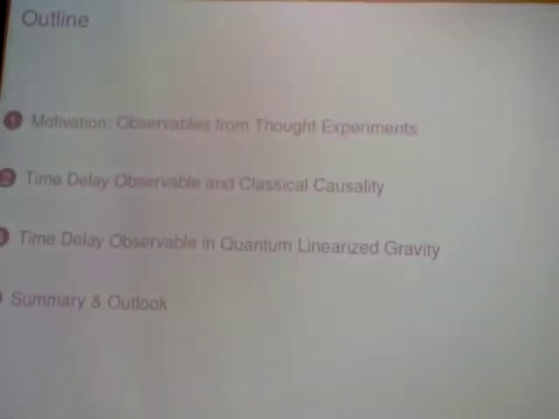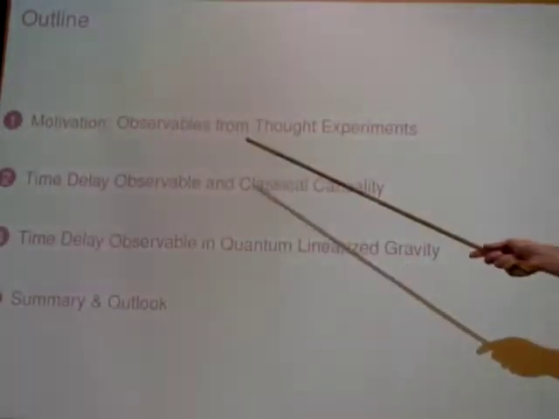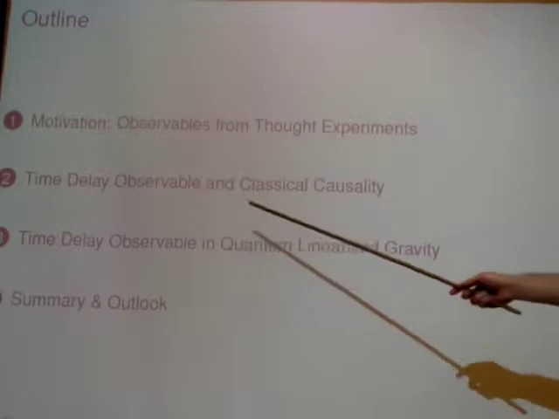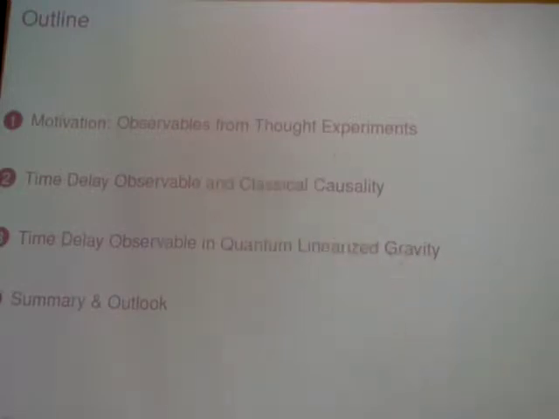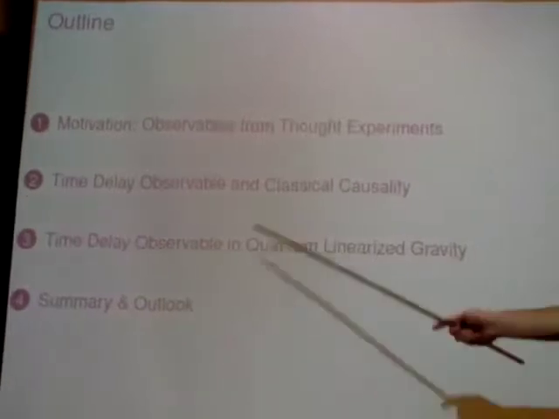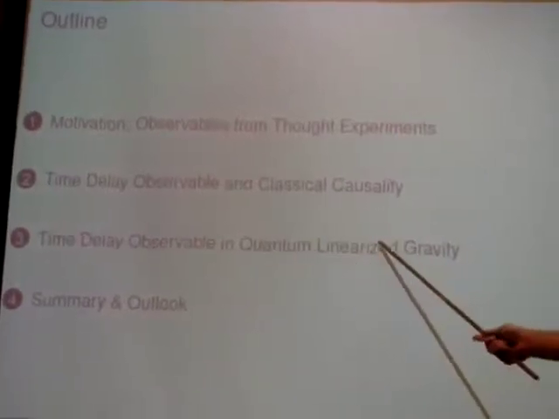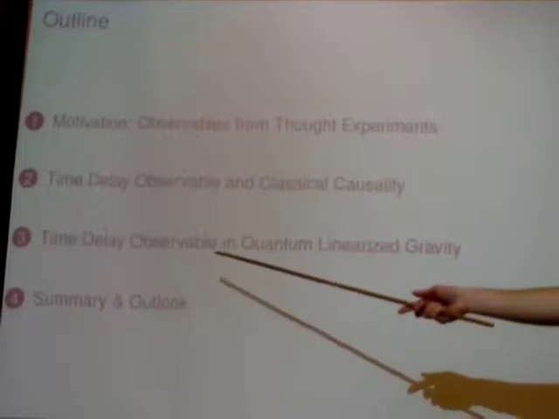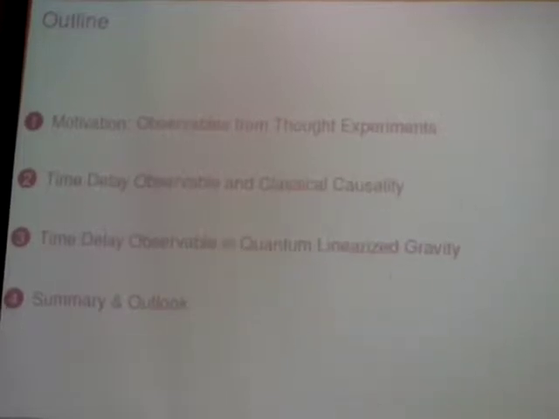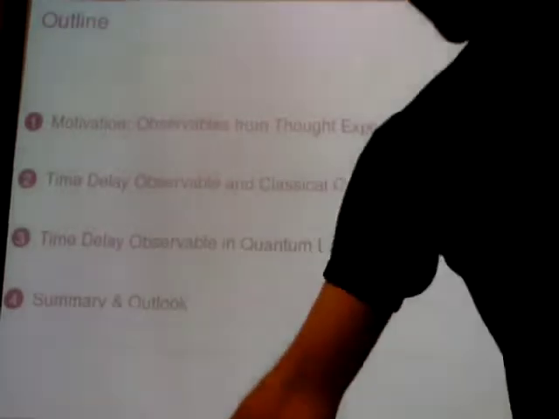This is sort of the outline. First I want to tell you a bit about the motivation for why I'm doing this, and more or less paint a picture of what I want to do. And then I'll describe a particular gauge invariant observable that I call the time delay. And I'll discuss some of its properties in classical gravity, its relation to causality in particular, and also how it can be treated in perturbative, or rather in linearized quantum gravity. And then I'll summarize.